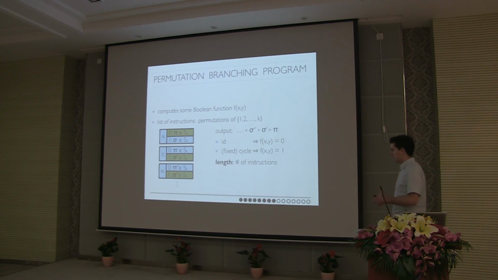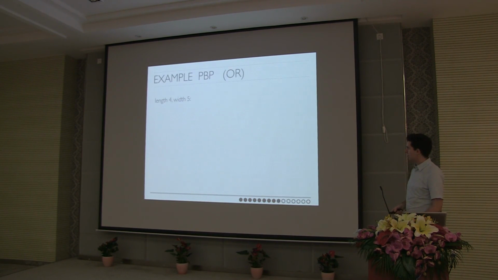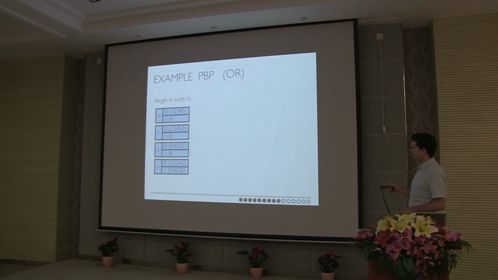We're going to have these terms: the length of the permutation branching program is simply the number of instructions. And the width of the permutation branching program is k, the size of the permutations. This is a funny way to compute functions, and here's an example. Let's compute the OR function with a permutation branching program. It's going to have length 4 and width 5, and here it is.